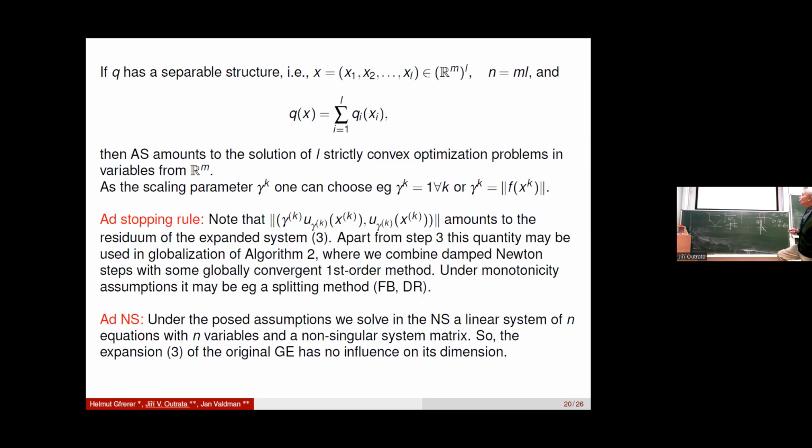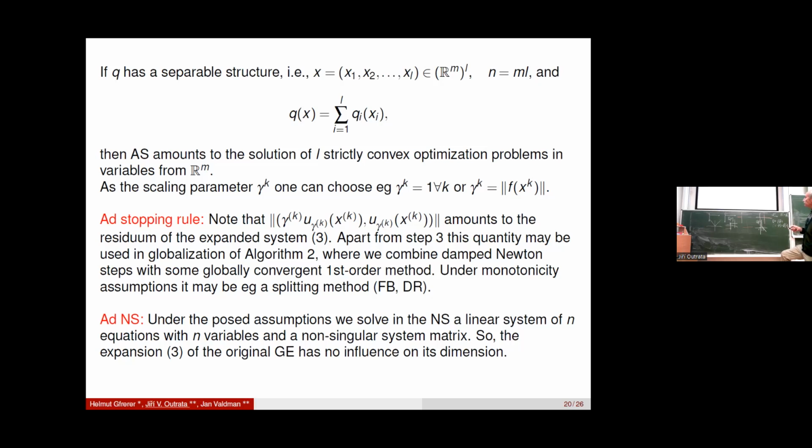Fine. A few remarks are in order. Very often this Q of x has such a decomposable structure mentioned at the top of the slide. And then, in fact, the optimization problem from the last slide fully decomposes. Here we have L summands, so it decomposes into L optimization problems, which may be of rather low dimension. So this is a favorable structure, if we can choose.